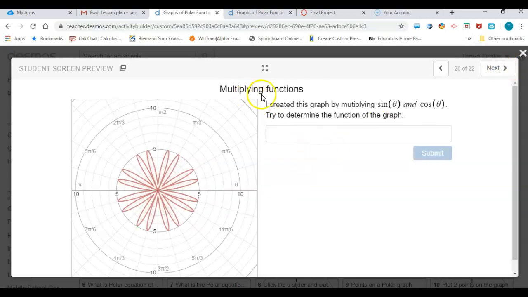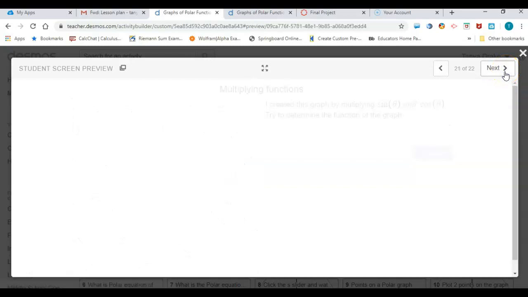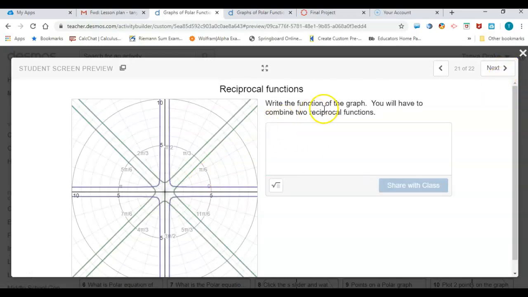And then we start to multiply the functions. I told them I created this graph by multiplying sine theta and cosine theta, and they are trying to determine the function of the graph. What sine theta, what cosine theta, and let's see if I can figure it out. And then lastly, I said write the function of the graph. You will have to combine 2 reciprocal functions. So we'll just see. You know, it's fine.